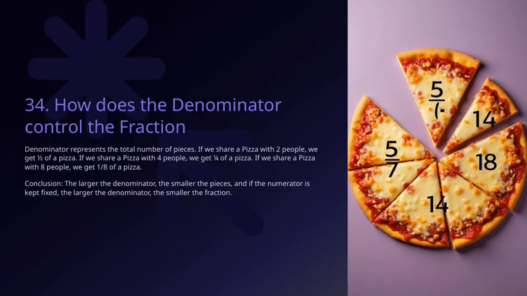What this shows us clearly is that the larger the denominator, the smaller each piece becomes. And if we keep the numerator the same, meaning the part we're talking about doesn't change, the larger the denominator gets, the smaller the fraction becomes. So the key point here is that the denominator controls the size of the pieces, and increasing the denominator makes each piece smaller, which directly affects the value of the fraction. This is a fundamental concept because it helps us understand how fractions work in relation to the whole.